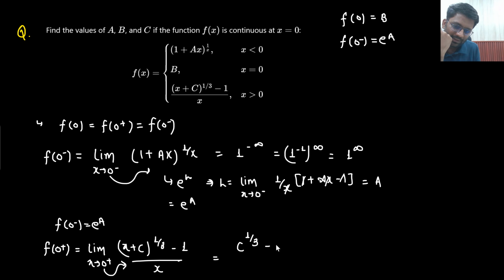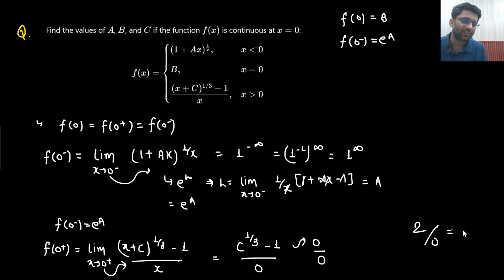C to the power 1 by 3 minus 1, divided by 0. Now I know that if the limit exists, it has to be a 0 by 0 form, because in the limits we have studied this kind of topic: if it is a 0 by 0 form, then only you can find out the limit. If it is not 0, let's just say it is 2.